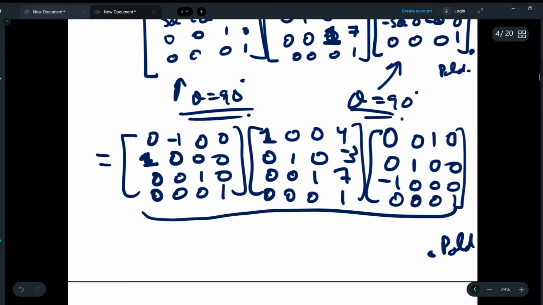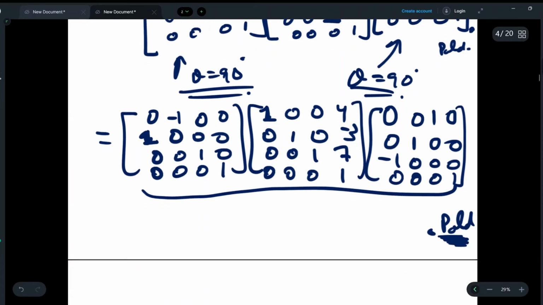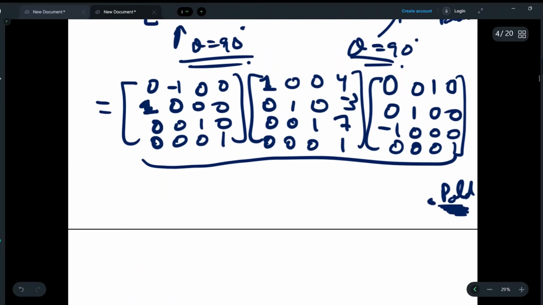The value of p old will remain the same irrespective of the transformations with respect to the x-axis or n-axis. So on doing this, you will get your resultant over here. We will put the resultant here, and then we will multiply it by 7, 3, 1, and 1.